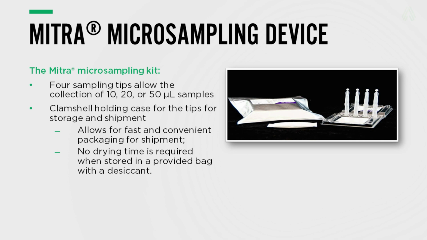What you see on this slide is the Mitra microsampling device or kit, which includes the following. It has 4 sampling tips, which allow for collection of 10, 20, or 50 microliter samples, the clamshell holding case for the tips for storage and shipment, which allows for very fast and convenient packaging of the samples, and virtually no drying time is required when storing them properly in the provided bag with a desiccant. The shipping bag with a desiccant is also included as part of the kit available for use.